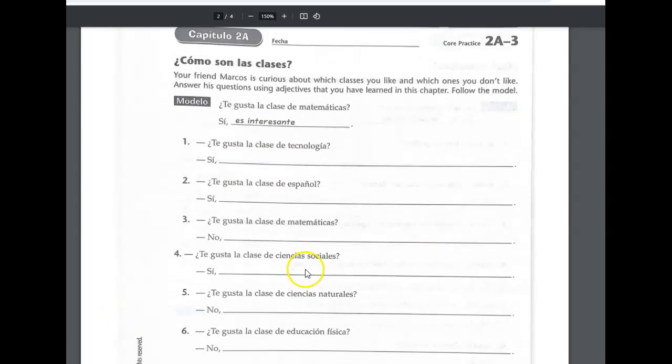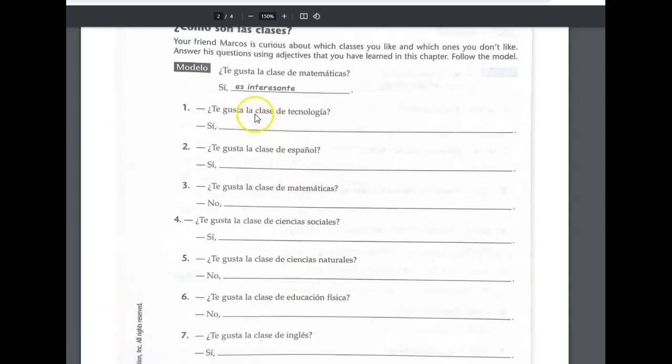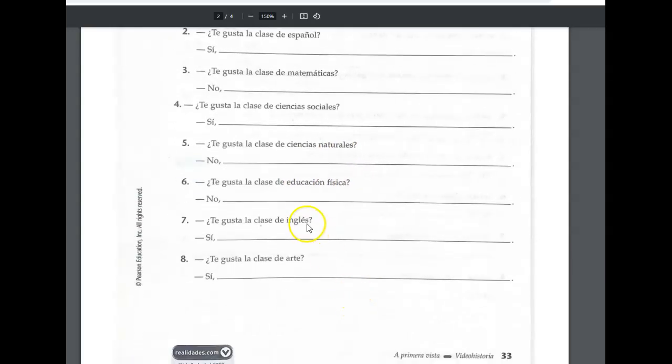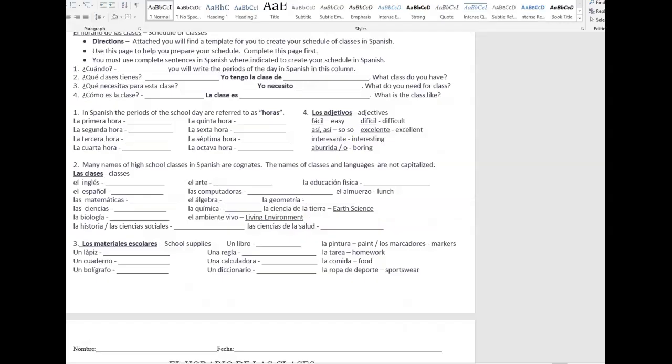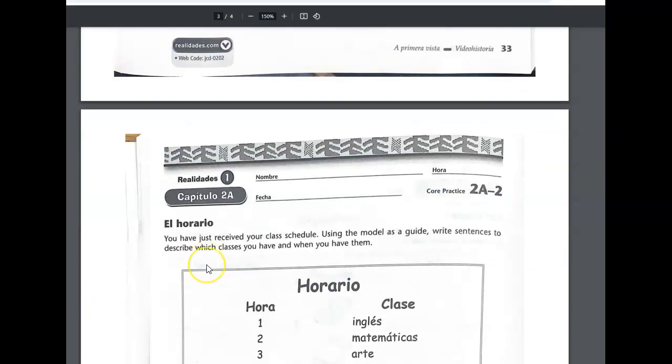All right, so that does it for this page, asking about how do you like technology class, Spanish class, math class. Social science would be a history class, or child development, human geography, psychology. Natural science would be a biology class, chemistry, living earth. Educación física is PE, English, and art. And again, if you don't have any of these classes, begin by saying yo no tengo. Yo no tengo la clase de, and then whatever class is being asked about.